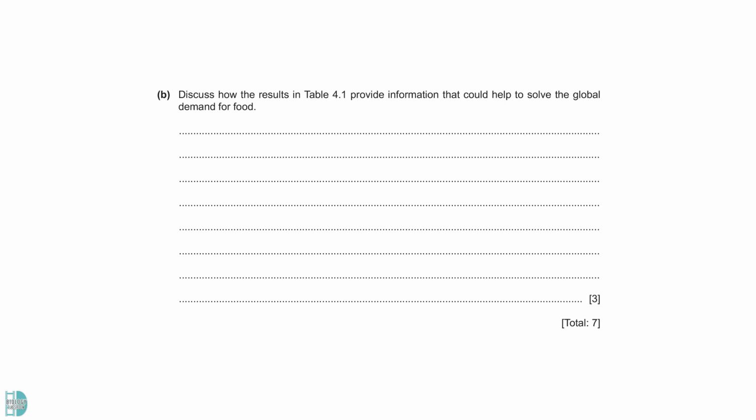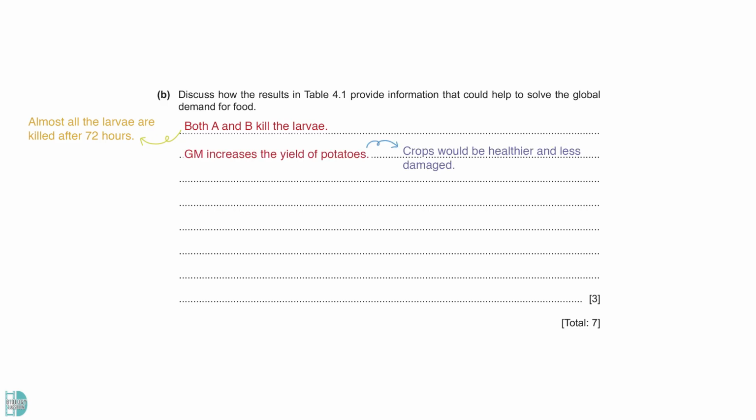B. Discuss how the results provide information that could help to solve the global demand for food. Both A and B can kill the larvae. They are proven effective as almost all the larvae are killed after 72 hours. When pests are destroyed, crops would be healthier and less damaged. This leads to greater productivity. Comparatively, A works better in destroying the larvae. It will provide more food, so it should be grown.